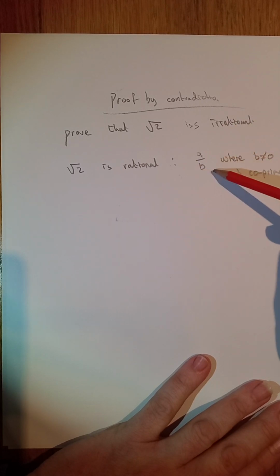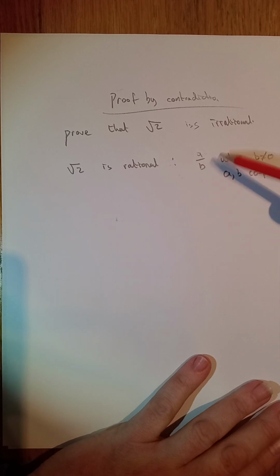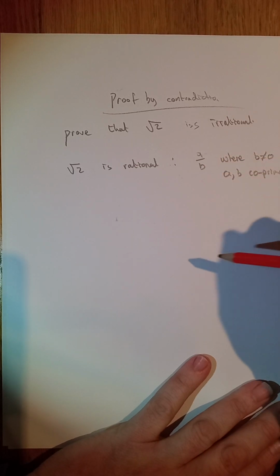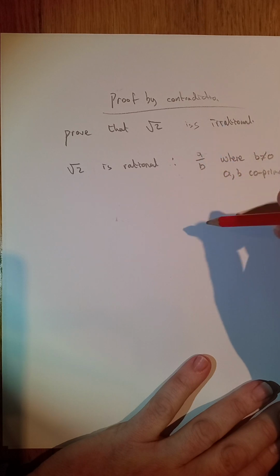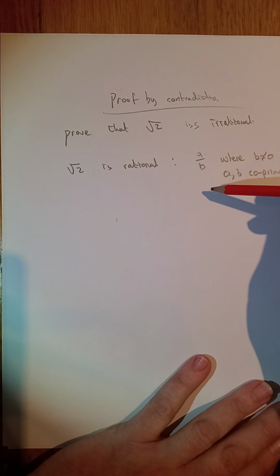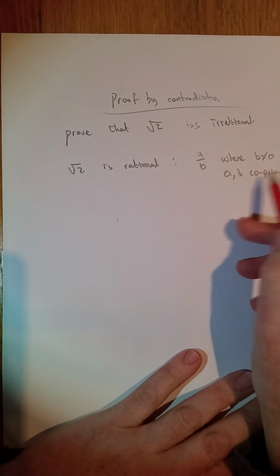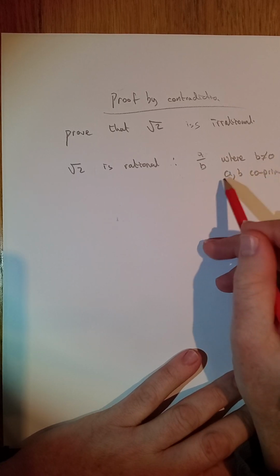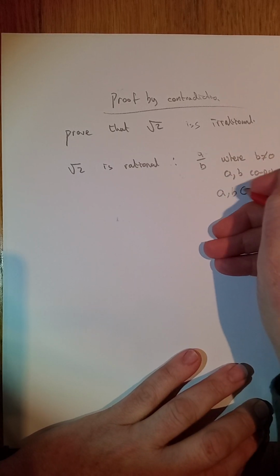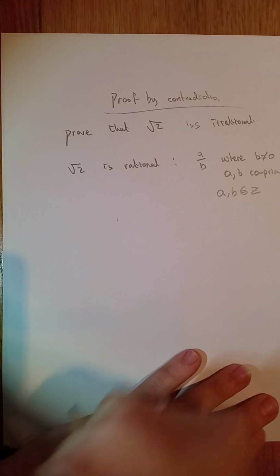For example, I could have 2 over 9. 2 is prime, 9 is not prime. However, 2 and 9 only have a common factor, which is 1. Another example could be 4 and 9. 4 is not prime, 9 is not prime, but neither 4 nor 9 have a common factor greater than 1. So that's what we mean by co-prime. But if you don't want to remember that, just say a and b are elements of Z, the integers, and they have no common factor. That'll do the same job.